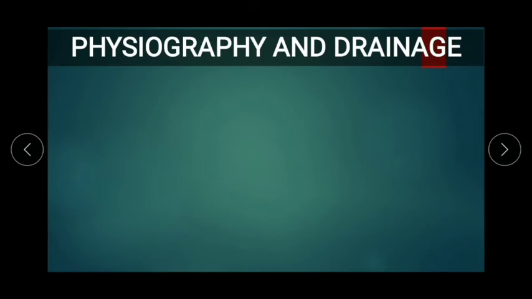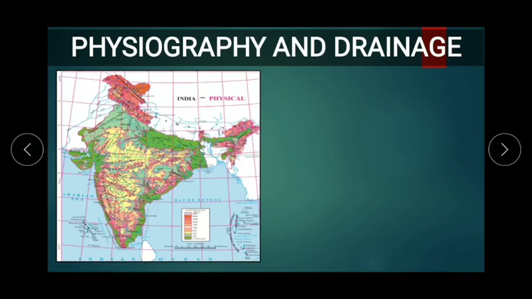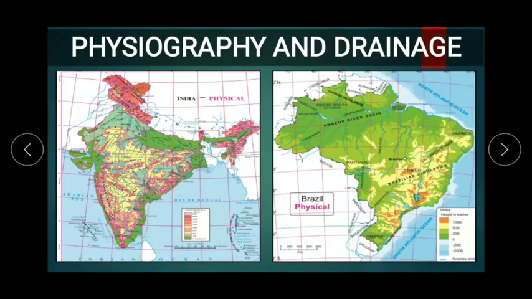Our subject is geography, and the topic in geography is the third chapter, that is physiography and drainage. To understand this in detail, two maps are given: India physical and Brazil physical. Physical maps of India and Brazil are figure 3.1 and figure 3.2, and the questions are given which you have to answer by using these given maps.